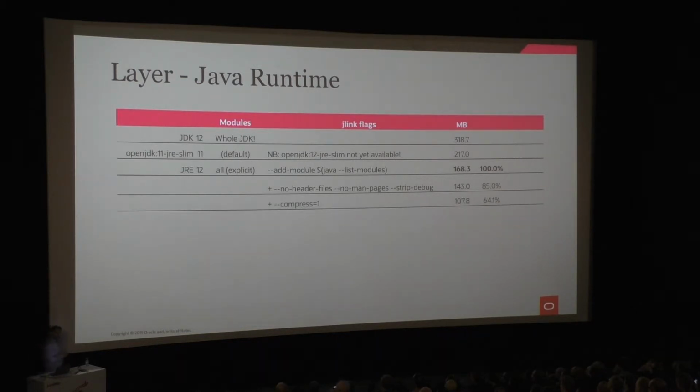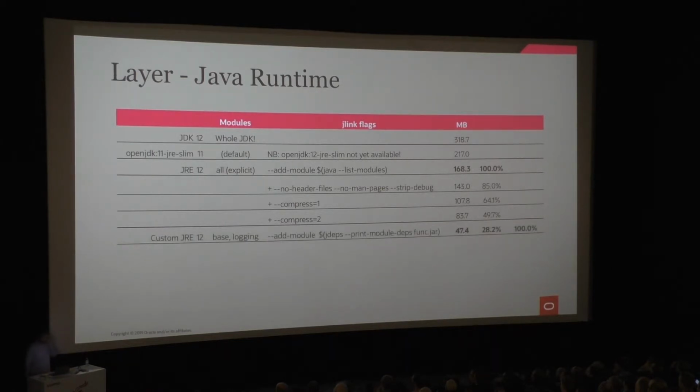And then we can also compress our JRE. We have two levels of compression. Level 2 is zip deflate, and we go down to 84 megabytes. So we save already quite a lot. But obviously the main idea of JLink is to have a Java runtime that only carries the modules that our code needs. So I did that for a function, and a custom JRE runs on the base modules.